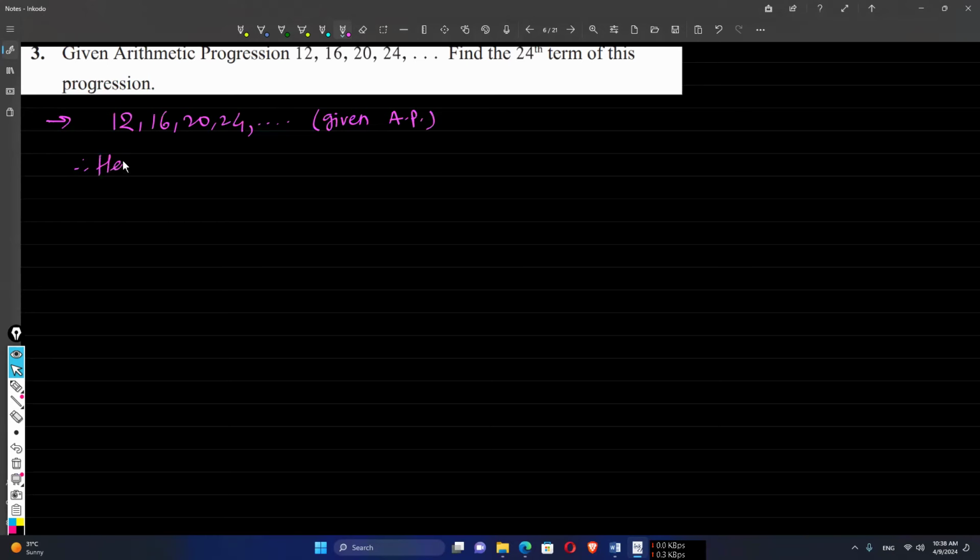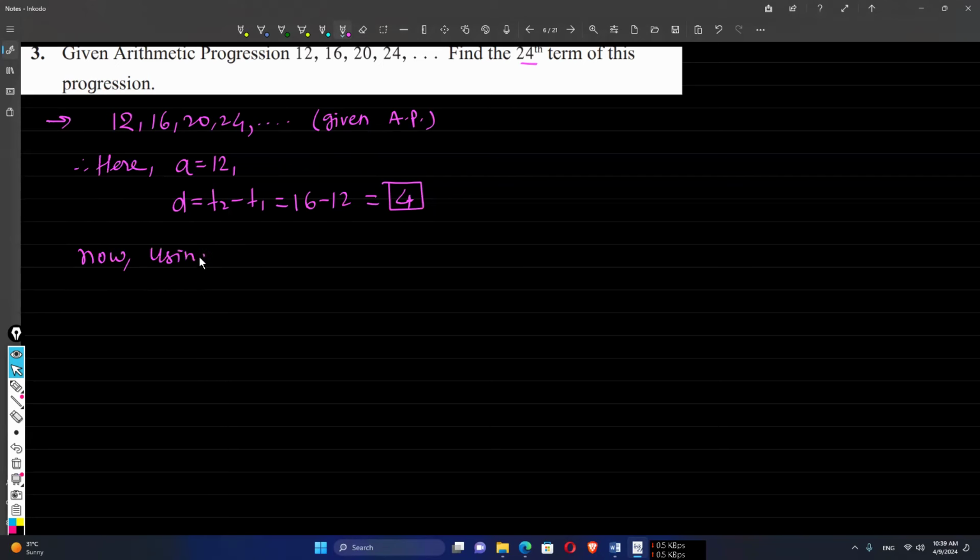Therefore, here a equals 12. d means t2 minus t1, that is 16 minus 12, which is equal to 4. The common difference or the value of d in this arithmetic progression is 4. Now we have to find the 24th term of this AP. Now we can use the Tn formula to find the required term.